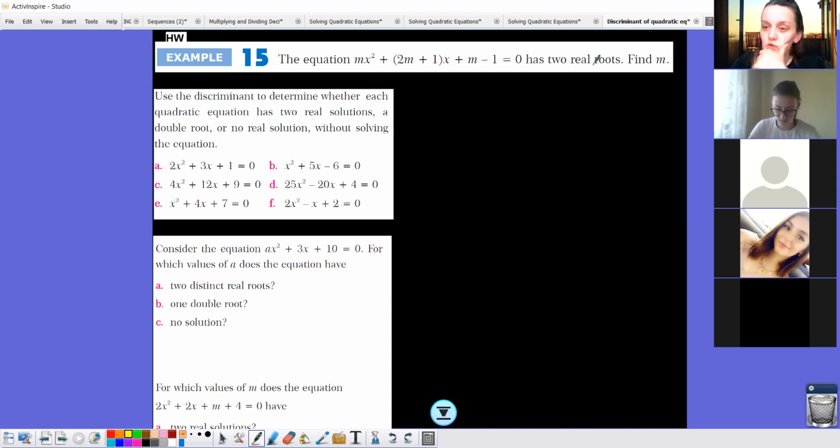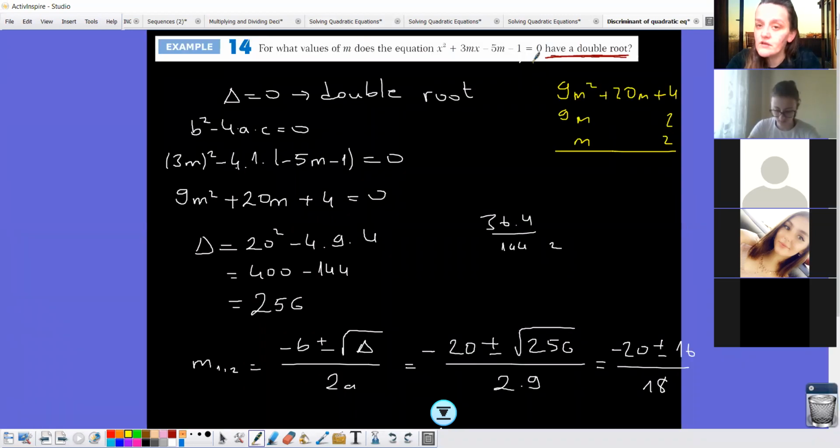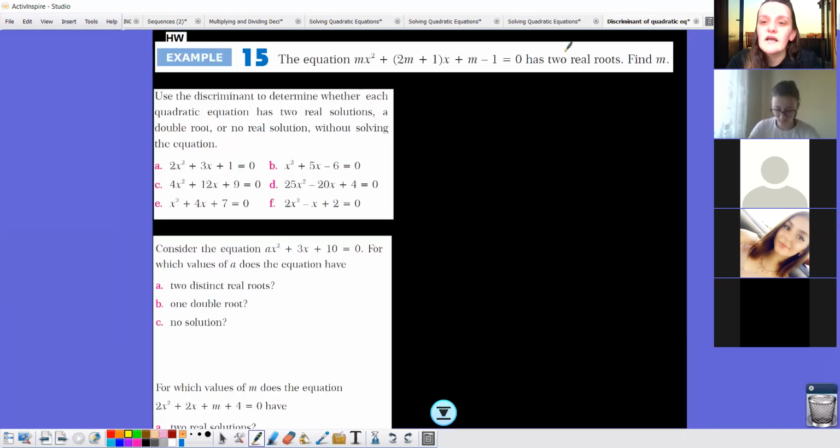What will we do here? What will be our first step? We get rid of the parentheses. Actually, you don't have to get rid of the parentheses. It's the same thing that we did here. Here it says double root and we started with the discriminant. Here it says two real roots, so again we'll start with the discriminant. What will the discriminant be? It will be greater than 0.